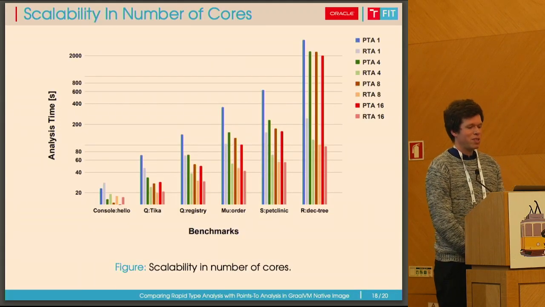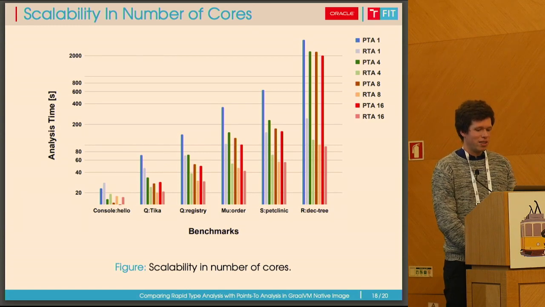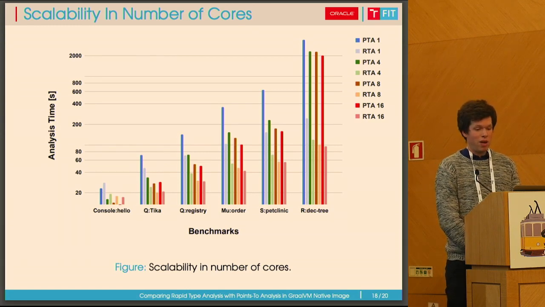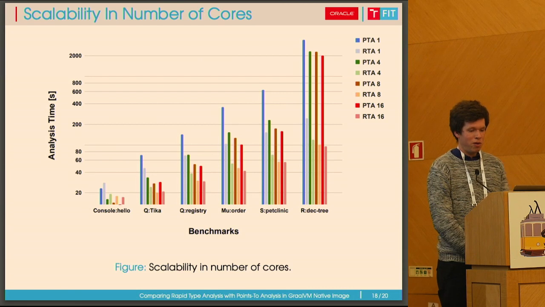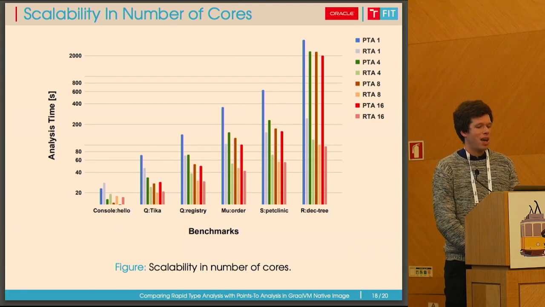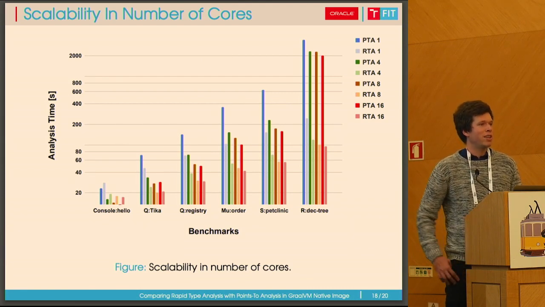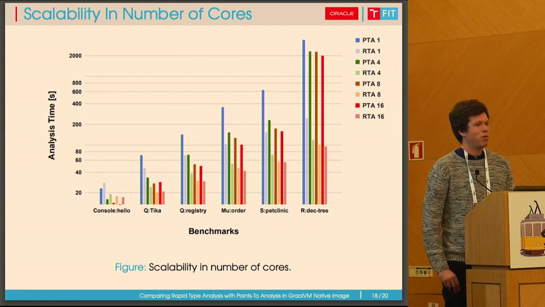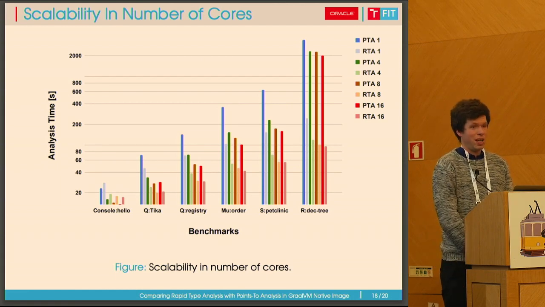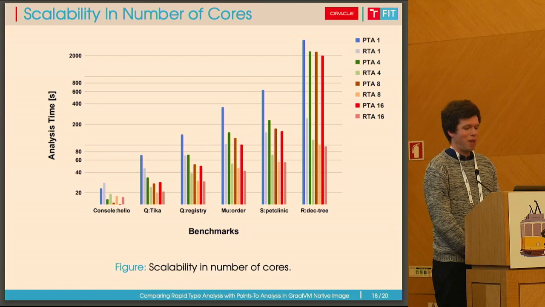Then we've also experimented with different numbers of cores to inspect the scalability of the analysis. Now I would like to draw your attention to the scenario with 1 or 4 threads for PTA and RTA, because in those scenarios, RTA performed even better, which suggests that it might be a good candidate in environments with a restricted number of threads, such as GitHub Actions or other continuous integration pipelines.